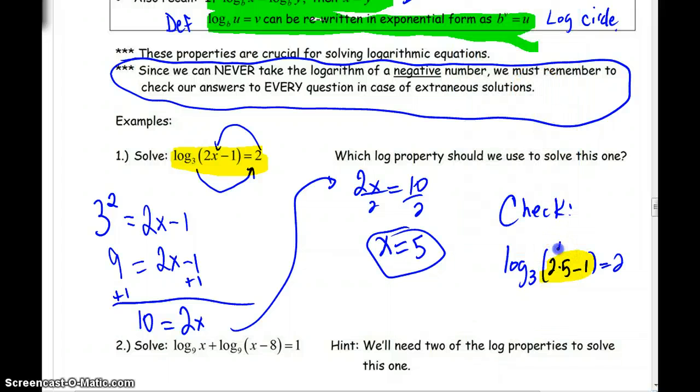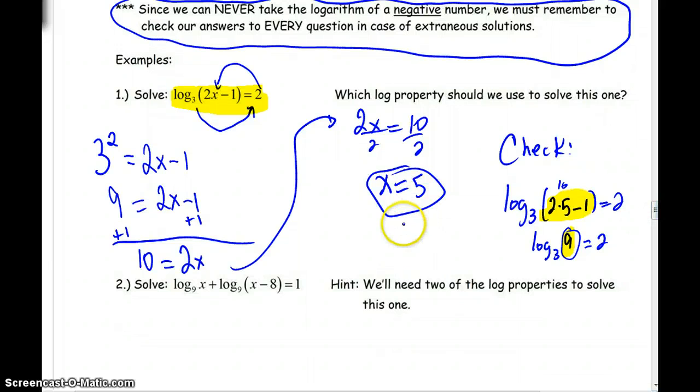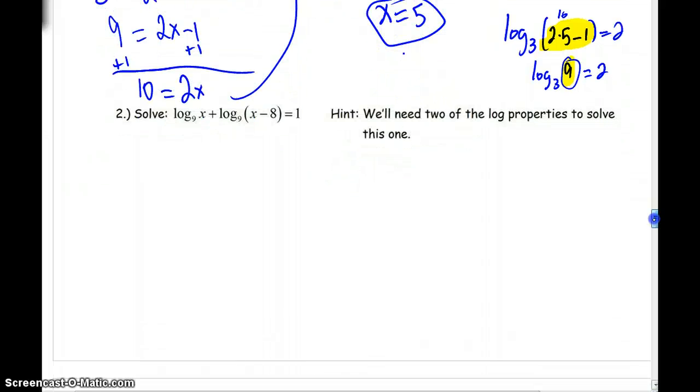Well, 2 times 5 is 10. 10 minus 1 is a 9. We would arrive at log base 3 of 9 equals 2. Most important, we see the inside, the argument, is positive. We could double check with a log circle, but to be honest, as soon as we see this is positive, we know our answer of 5 works. So this is good. Take a look at number 2.